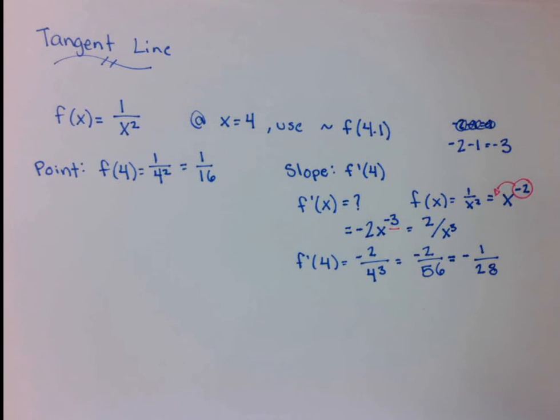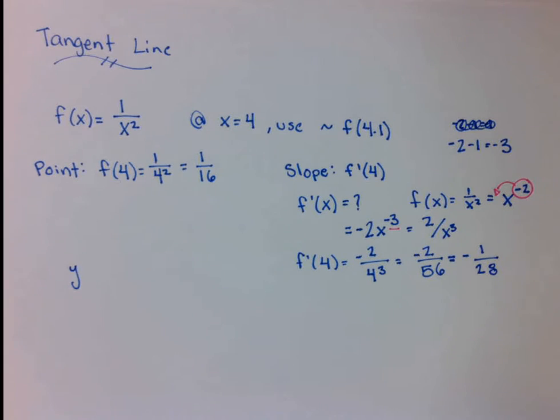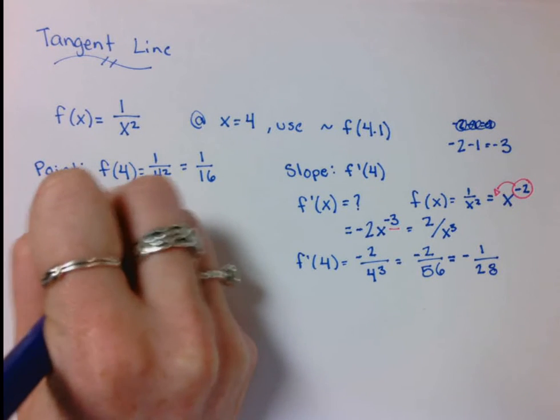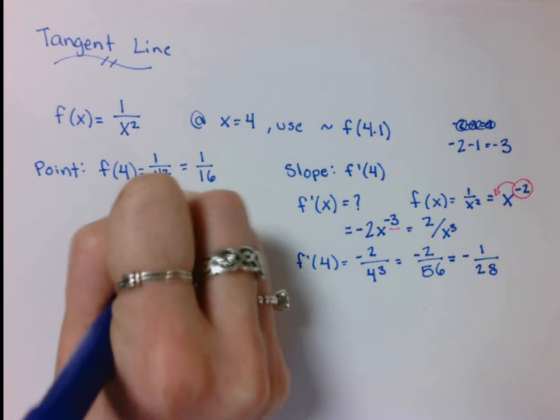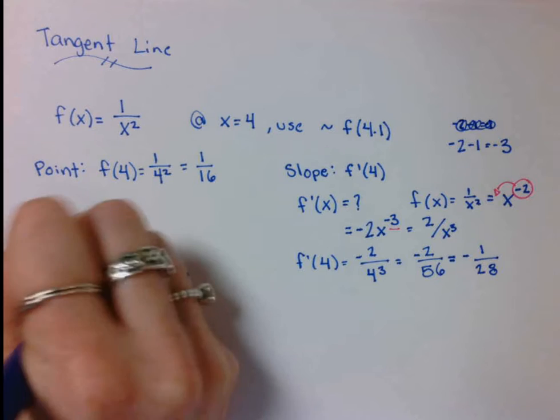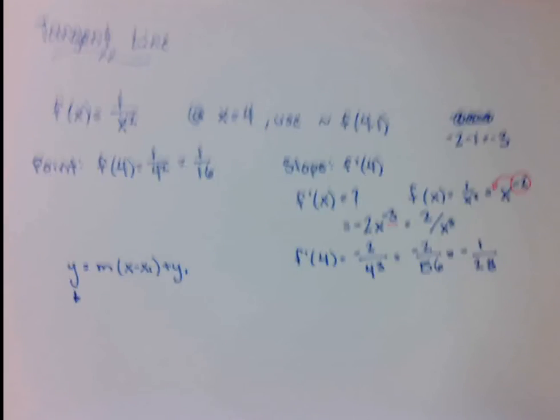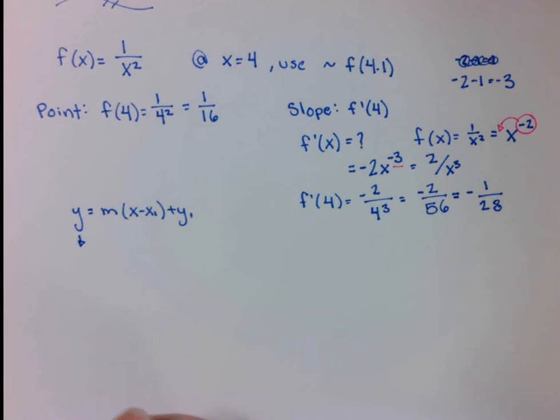Okay, we have a point, we have a slope. We're going to put that in point slope form: m times x minus x1 plus y1. So take a second, write your equation. Remember, we're going to replace y with what? What's the notation we want to use?